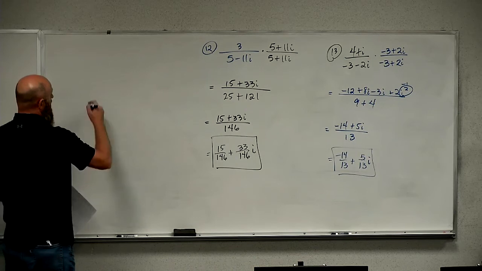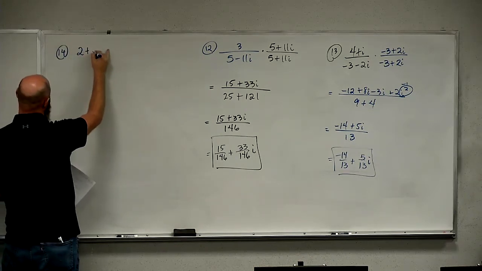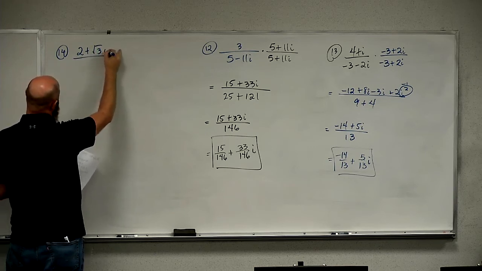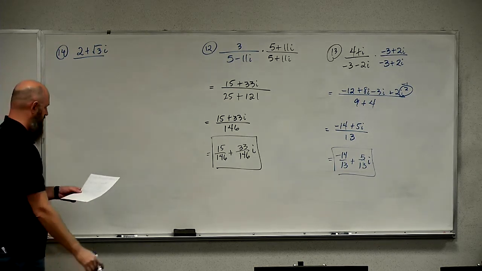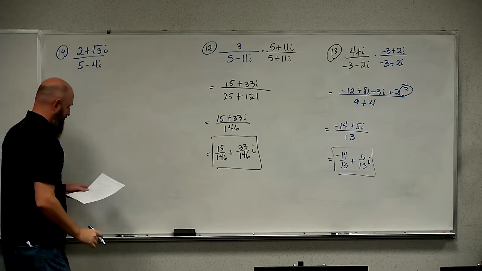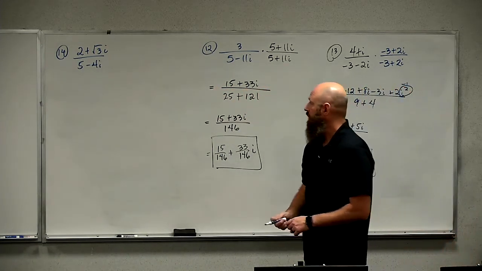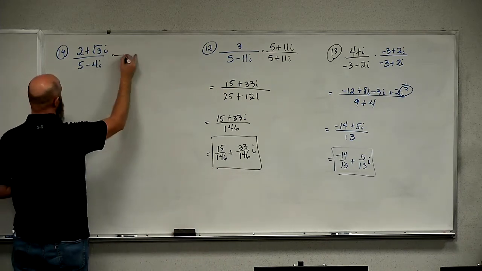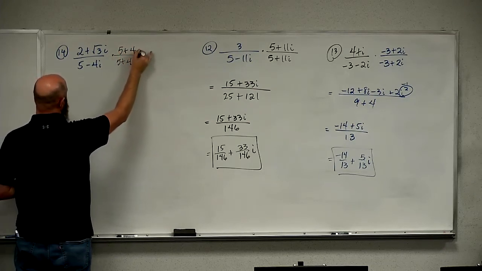All right, let's do one more, and that'll wrap us up here for this section. 2 plus square root of 3 i. So they're going to have it written this way, so I'm going to write it down that way, but I'm not going to leave it that way after this. And then 5 minus 4i. Okay. All right, so we still do our conjugate here. So times 5 plus 4i.